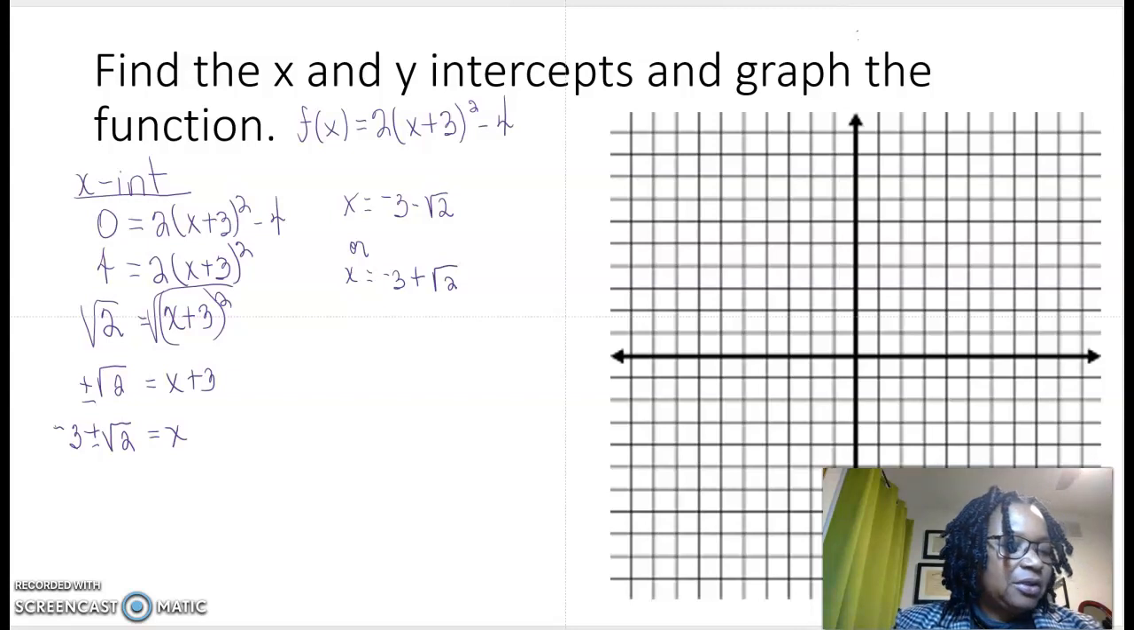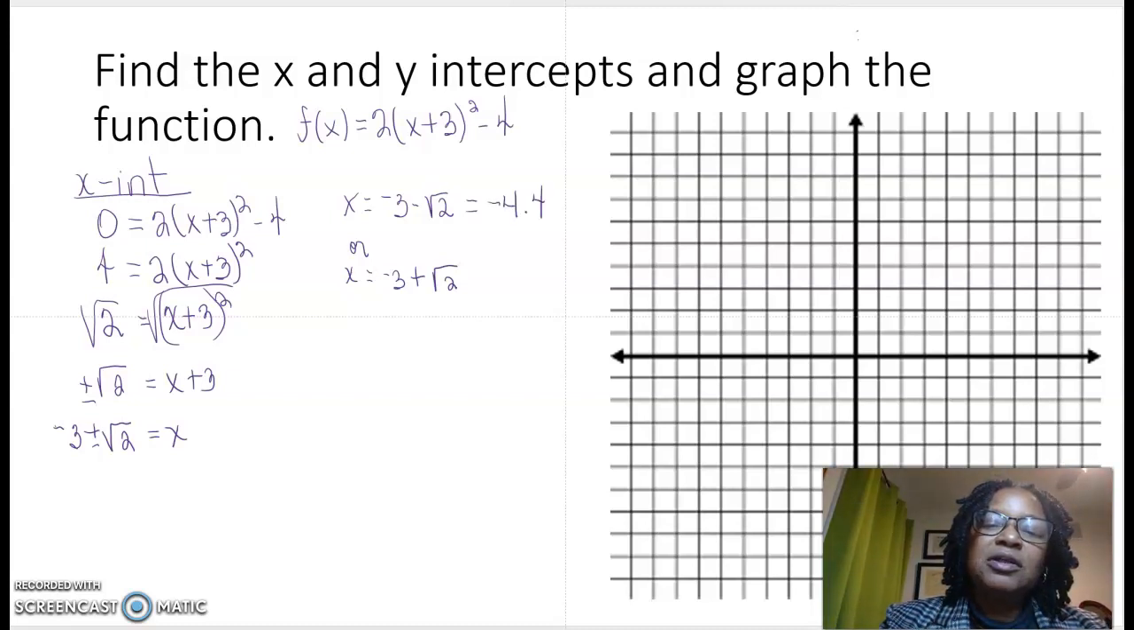So if we put this in our calculator, then -3 minus square root of 2 is equal to approximately -4.4, and -3 plus square root of 2 is approximately -1.6. All right, so that is our x-intercept.